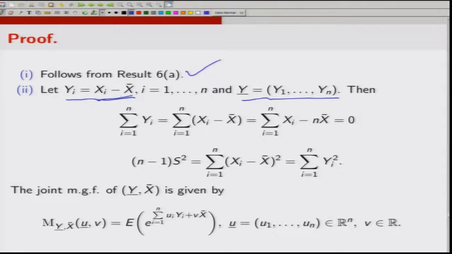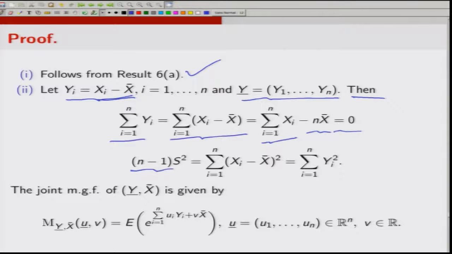So let's define Yi to be this. Then summation Yi turns out to be summation (Xi minus X bar), which is summation Xi minus n X bar, which is 0. So this holds for general distributions, general random variables, that the sum of deviations of observations from their mean is always 0.